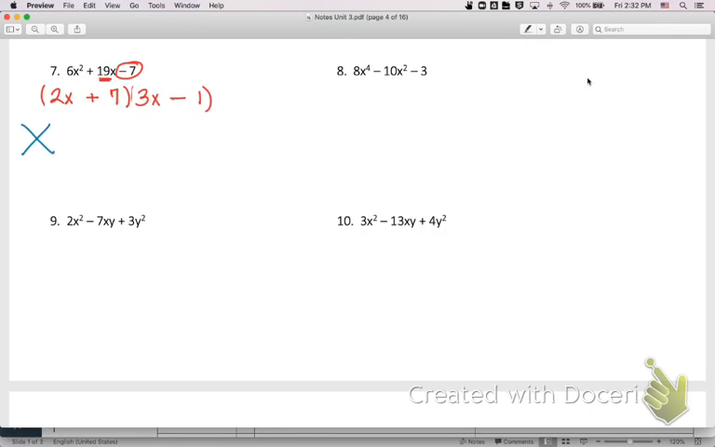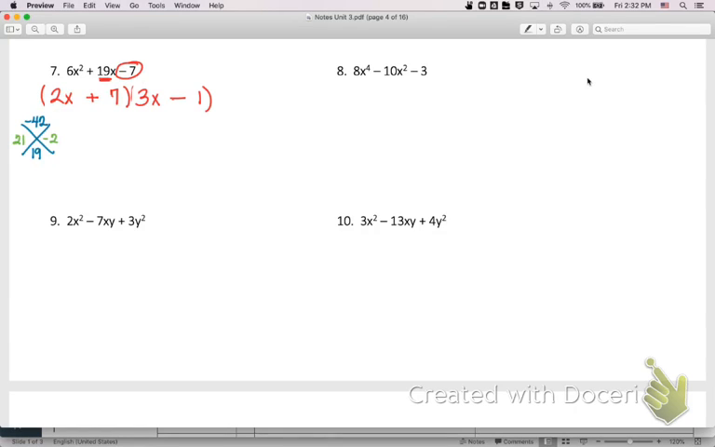I would look and say on the top, 6 times negative 7, that's A times C, is negative 42. And the bottom number is B, which is 19. I need to pick two numbers that multiply to negative 42, but add to positive 19. And guess what those are? 21 and negative 2, which we kind of saw where that happened in our guess and checking process.